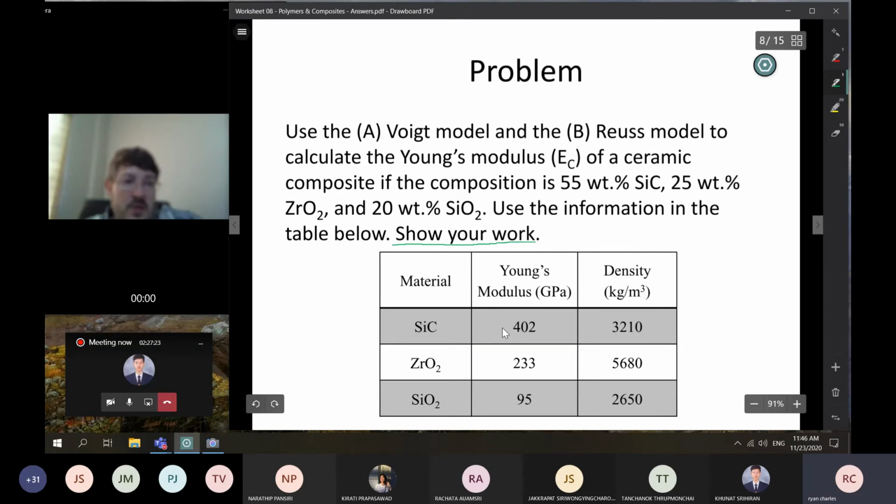So silicon carbide, zirconia, and silica. Young's modulus, 402, 233, and 95. Density, 3,200 kilograms per meter cubed, 5680, 2650.